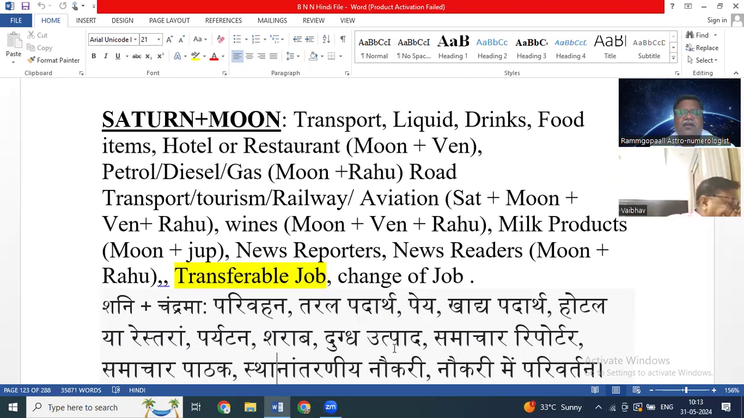For example, alcohol, Moon plus Venus plus Rahu. Even in alcohol also there is gas, that is Rahu. Rahu is gas. Even soft drinks also, gas is there. So Moon Rahu is even soft drinks also.